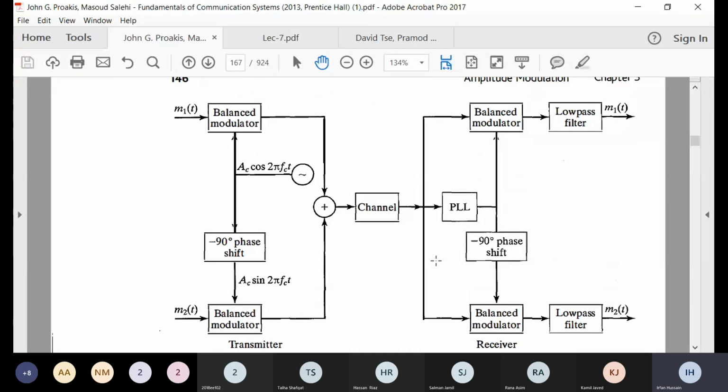So you can see here, you have M1 of t, M2 of t, one goes with a cos, the other goes with a sine. They are added and sent through a channel. Here you use a PLL to get the phase and to form the carrier of the exact phase as the received signal, so that there is no phase shift. Multiply with the modulator, and if you multiply with cos here, you multiply with sine there. Once you multiply with cos, you will get the cos part. Once you multiply with sine, you will get the sine part. And this we have also seen when we were studying single sideband demodulation.